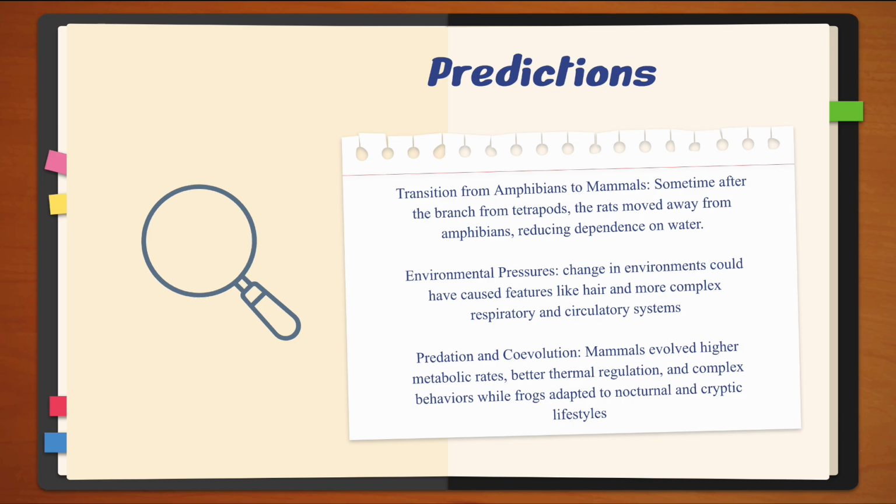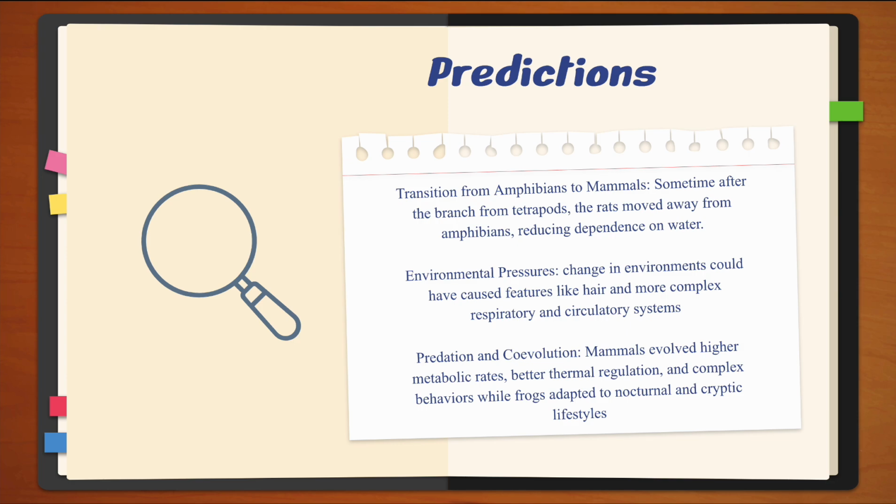The first one is taking a look at the transition from amphibians to mammals. As we know, there is a common ancestor of tetrapods, and at some point there was a branch. This branch shows that rats moved away from amphibians, reducing their dependency on water. Now, this very well could have been caused by environmental pressures, which is one of our predictions. This could look like a change in environments, and this may have led to features such as hair and more complex respiratory and circulatory systems.